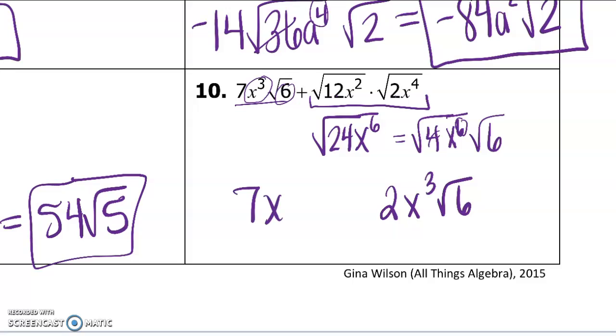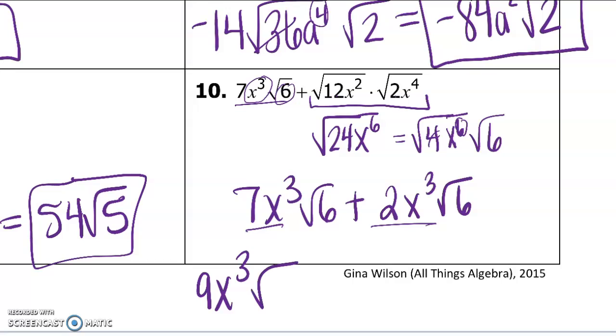Then we have 7x to the 3rd square root of 6 plus that. If you don't need to rewrite that over, that's fine. So our final answer, when you put those two together, you just get 9x to the 3rd. You don't change your exponent, only the coefficient, and then the square root of 6 for your final answer. So you can multiply the outside numbers, keep it on the outside, multiply the inside numbers, keep it under the square root. Then you need to simplify the number underneath the square root.